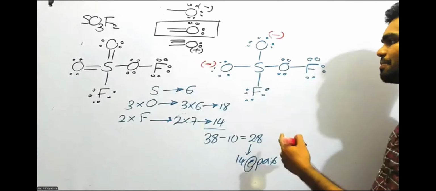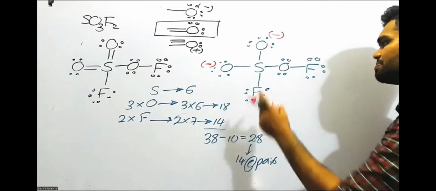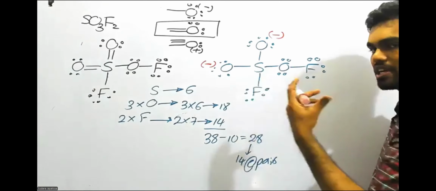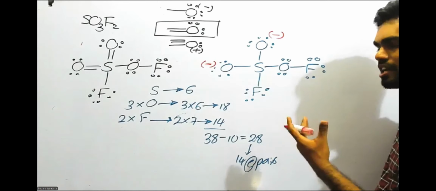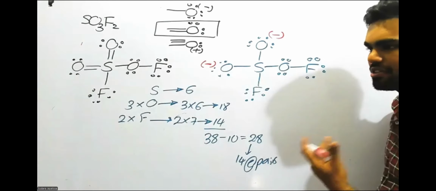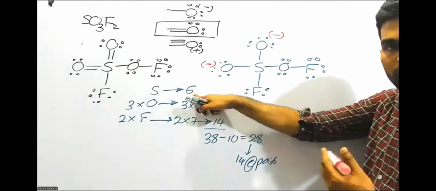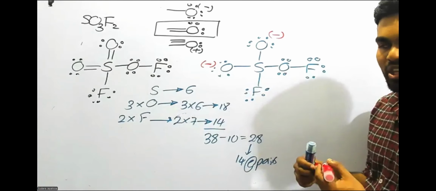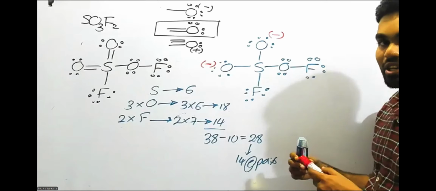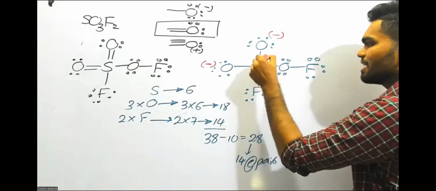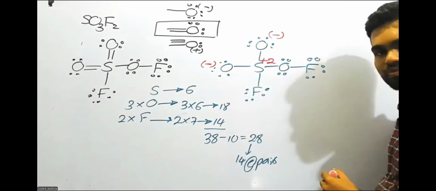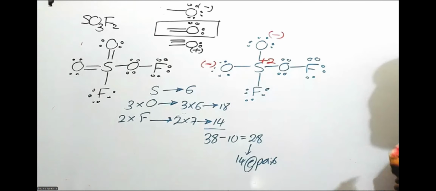Now if you apply the same logic on central sulfur, 1, 2, 3, 4, only 4 electrons are there with sulfur. Even though there are 8 electrons, only 4 are coming from sulfur. But sulfur brought 6 electrons when it is coming to make this structure. No? So that means 2 electrons are missing. Right? So those 2 missing electrons, we are writing here as +2. Understand? So 2 electrons are missing.